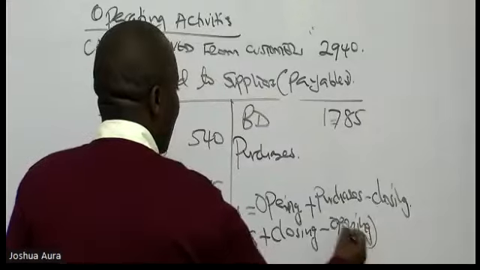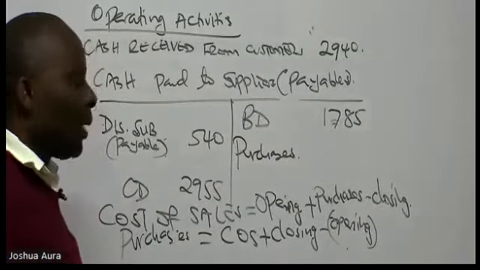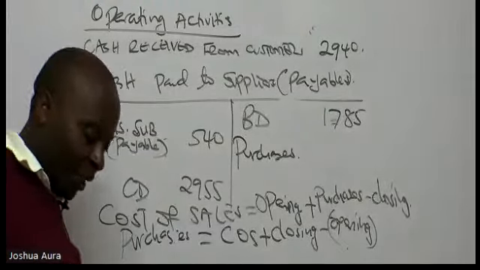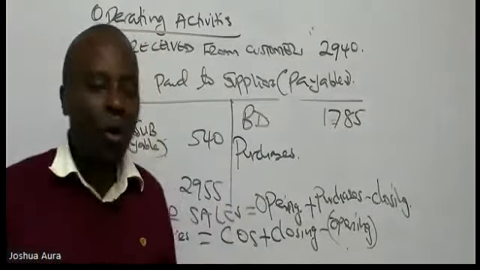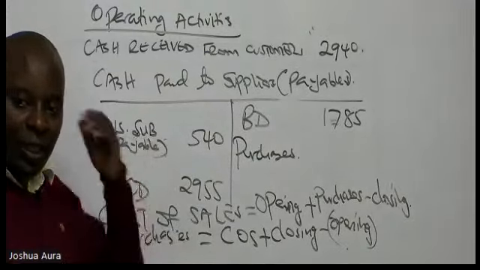will be cost of sales plus closing minus opening. But again, remember that opening in this case, ladies and gentlemen, we must always put opening in brackets. Always, whenever you see opening, you must always put opening in brackets. Great. So then I would want us to look for cost of sales in this question.